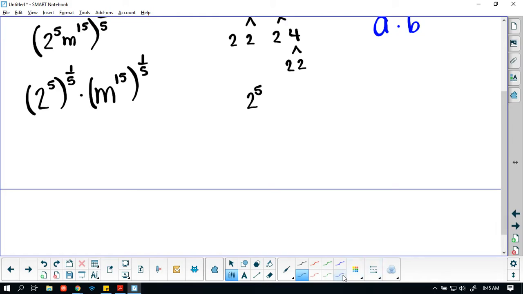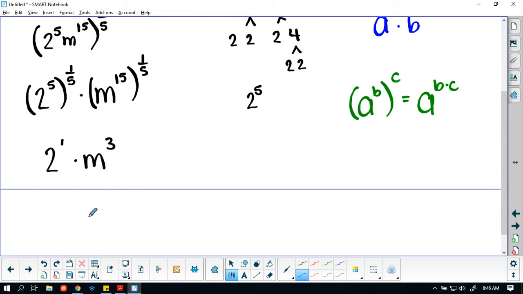Next exponential property: a to the b raised to the c power would equal a to the b times c. So 5 times 1/5 is just going to be 1. 15 times 1/5, well, that's 15 over 5, which is going to be 3. So my simplification here is 2m cubed.